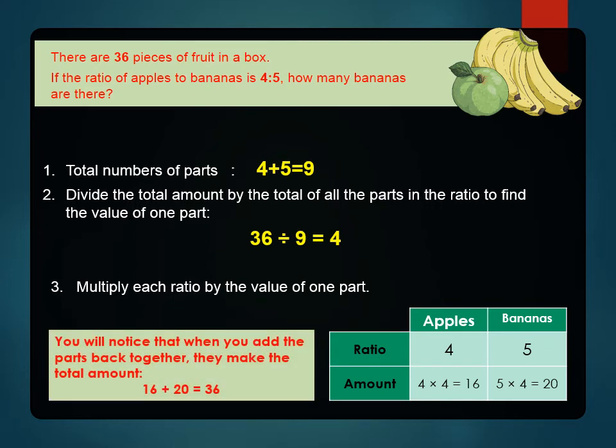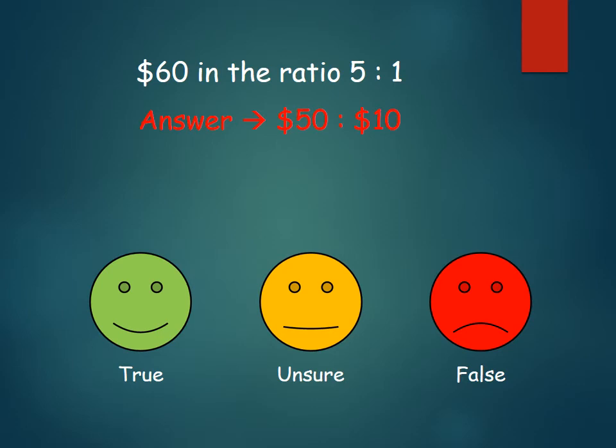What do you notice here? We will notice that when we add the parts back together, they make the total amount. This way we can check if our answer is correct or wrong. Now it's your turn to practice. $60 in the ratio of 5:1. He said the answer is $50 to $10. What do you think? Is it true or false? We will see. We will solve together.